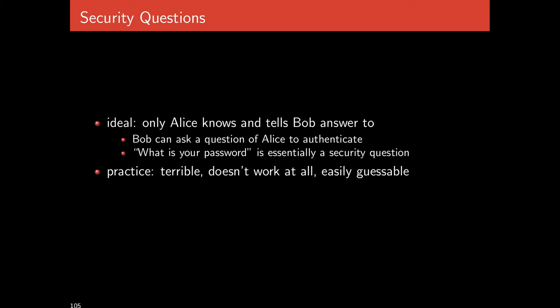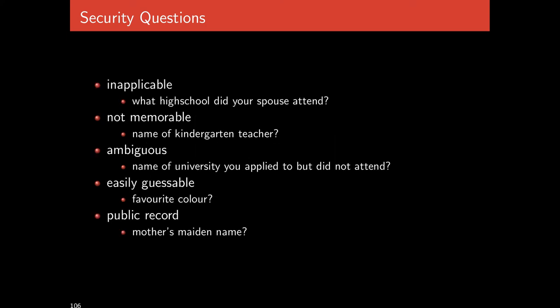In practice, these security questions are terrible for a variety of reasons. They don't work at all. They're all easily guessable. It's a very, very ineffective system. So, what are some flaws? They can be inapplicable. What high school did your spouse attend? Again, this is not necessarily a giant secret that only Alice and the server know. Presumably, the spouse will know what high school he went to as well. His kids might know, his parents might know.